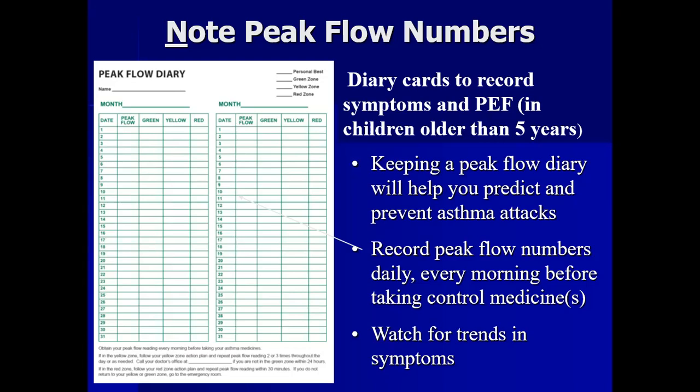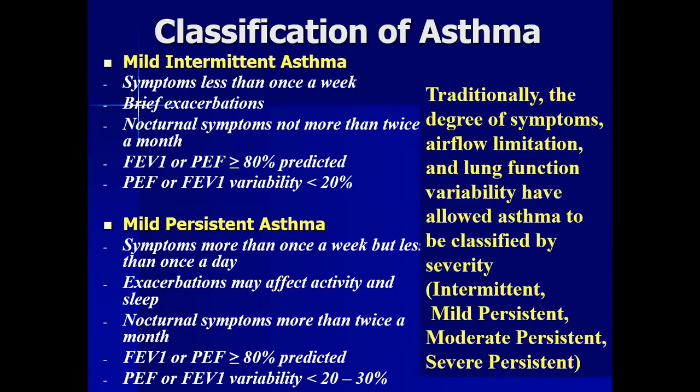It is so convenient for patients. Classification: mild intermittent, mild persistent asthma. In case of mild intermittent asthma, symptoms occur less than once a week, with brief exacerbations, and nocturnal symptoms not more than twice a month.